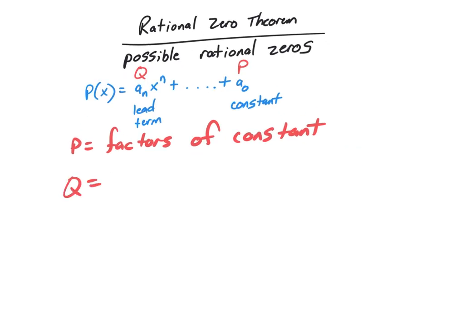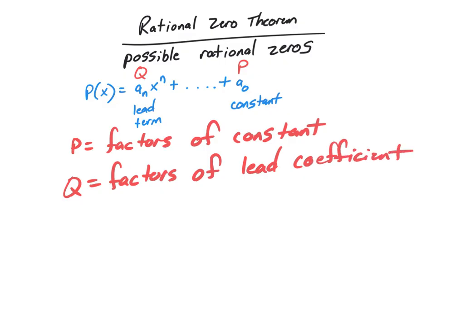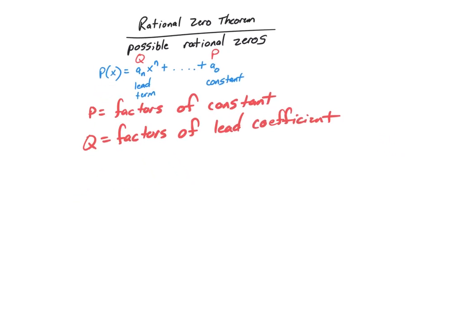Q is going to be the factors of the lead coefficient. So whatever number is out in front, there's going to be some number here that represents our q-value, and we're going to find all the factors of that. So if I happen to have a 12 right here, I would list all the things that go into 12. So my list would be a little bit longer, right? Because there's quite a few things that go into 12. So the more factors you have, the harder it becomes.